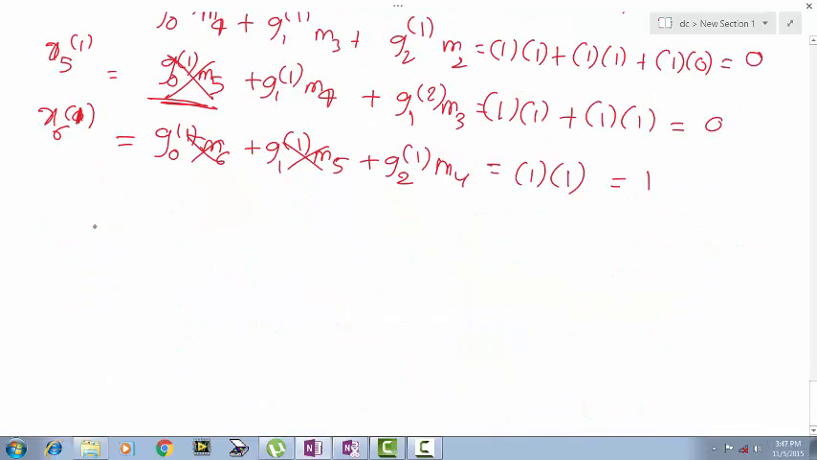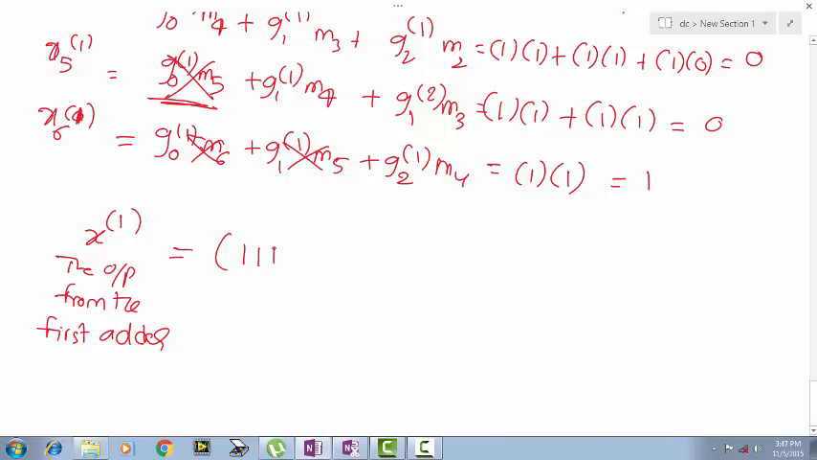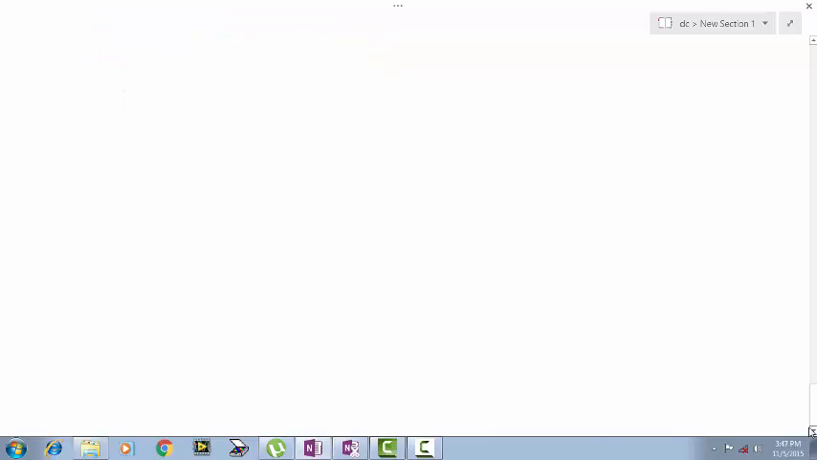So x of 1, the output from the first adder, is given by 1 1 1 1 0 0 1. So this is the output from the first adder. In a similar manner we can find out the output from the second adder.